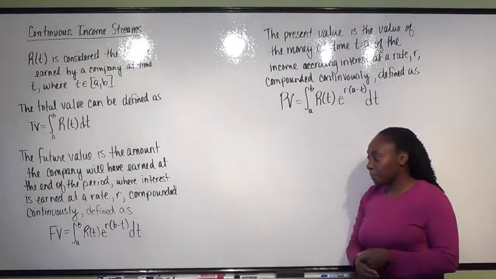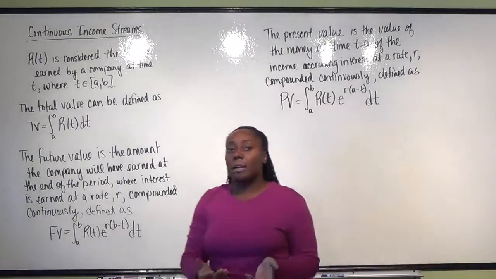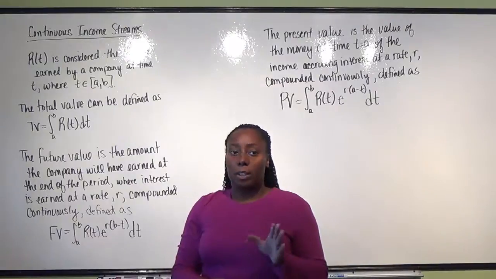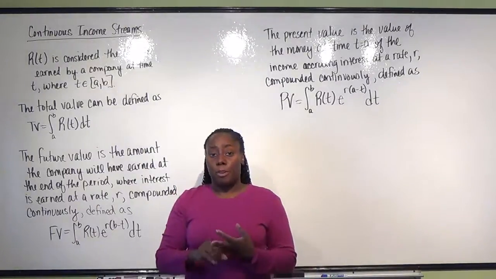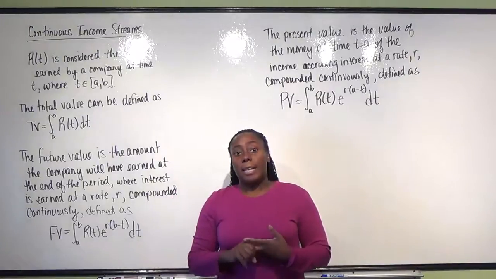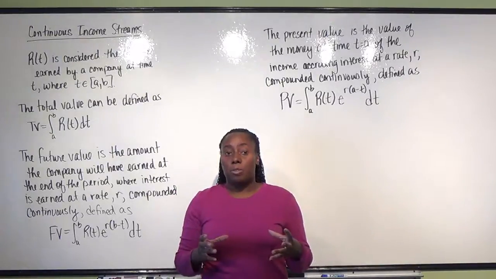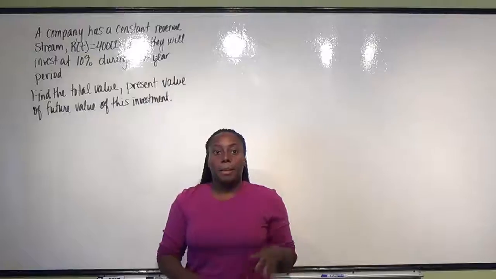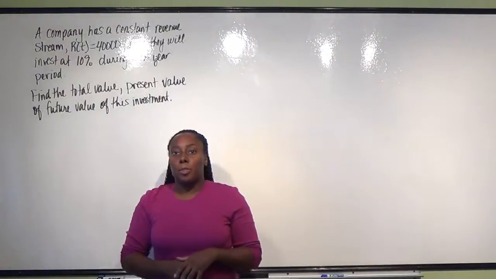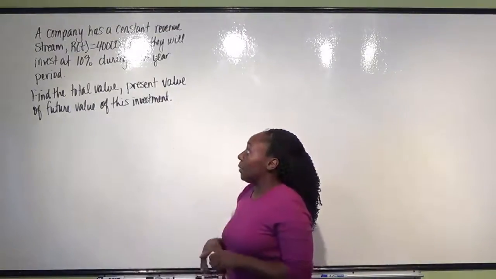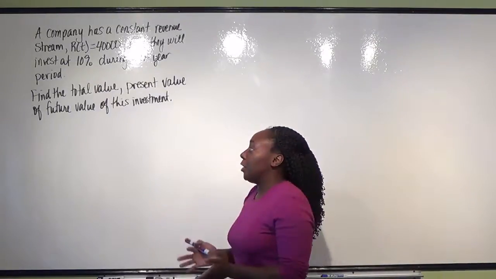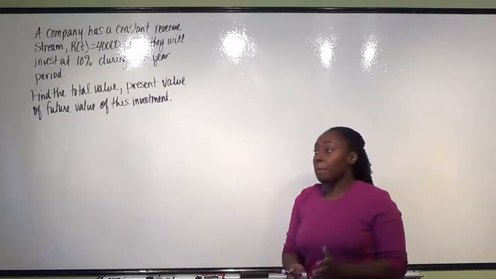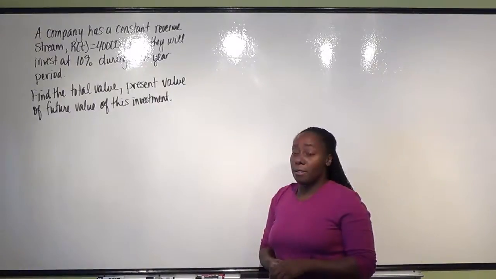Okay? And so we're going to look at a couple of different examples that look at all of total value, future value, and present value. And again, looking at the different types of revenue streams that we can have. In this first example, we want to take a company who has a constant income stream. So for each period t, they're earning $40,000.